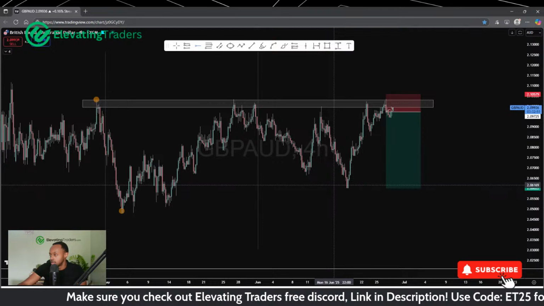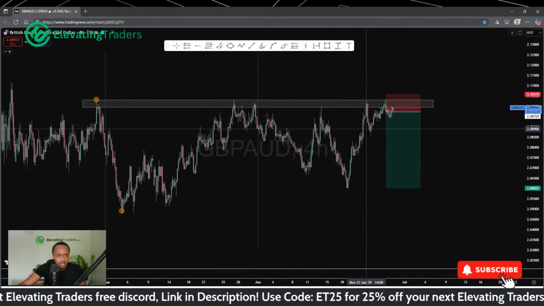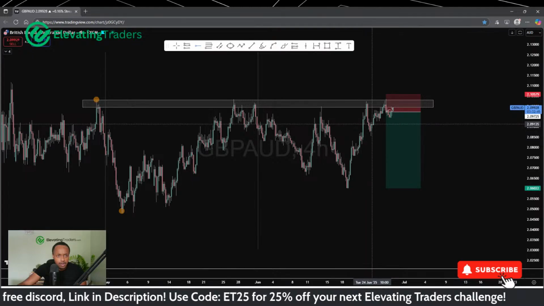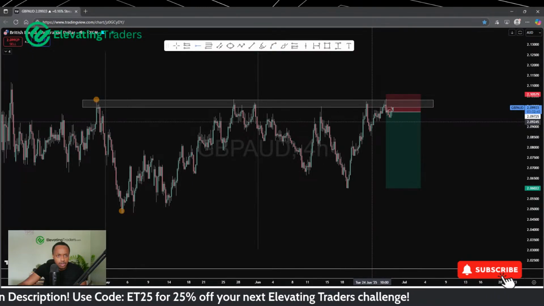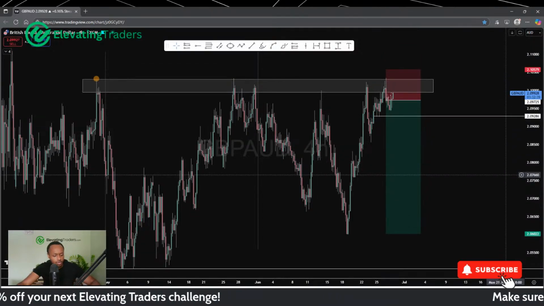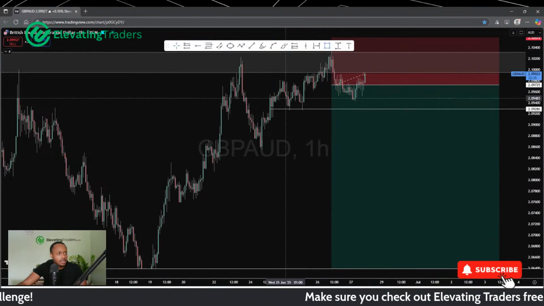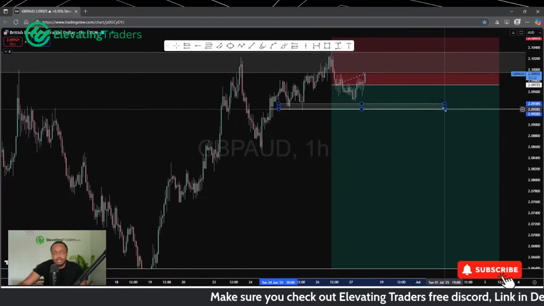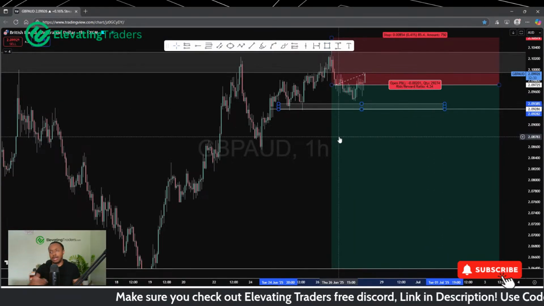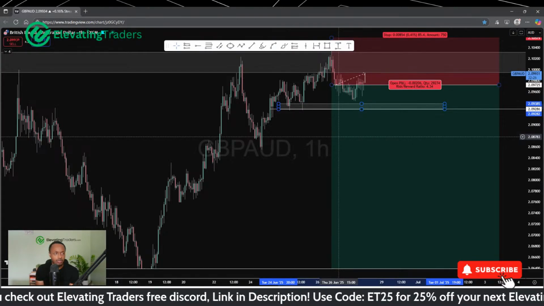2.09286. 2.09286, whereabouts is that? Okay, so that's some support on the hourly chart there. So if you break this level, yeah, I mean, you could wait for that to break. That will give you a bit more confirmation that support is starting to fail as well. So you can use that to your advantage.